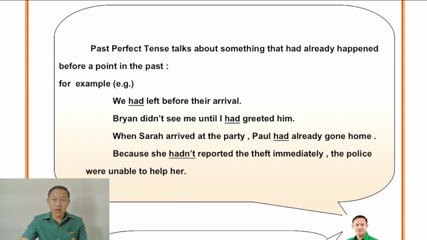Welcome to the series on English tenses. Today we are going to learn about the past perfect tense. Past perfect tense talks about something that had already happened before a point in the past.